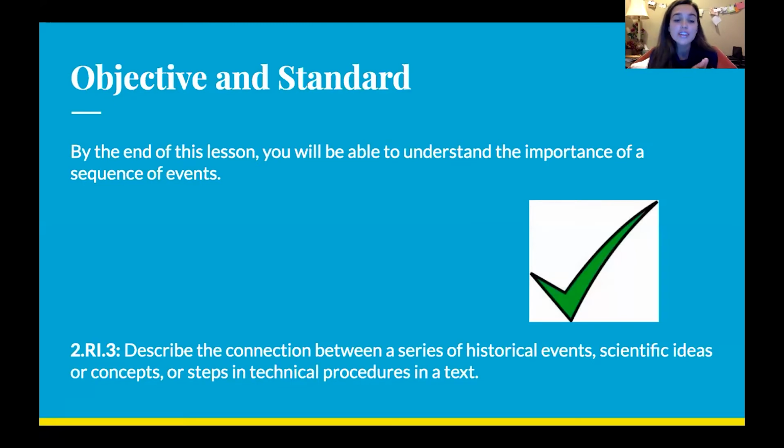I always like to share this with you guys so that you know what we should be learning before we learn it, and then hopefully by the end you feel like we have achieved this. And of course we will revisit this, but today the objective is by the end of the lesson you will be able to understand the importance of a sequence of events. And again, that will help us better understand informational text. So understanding that sequence of events and understanding what it is and why it's important will help us to become better writers and readers. And then our standard today is to describe the connection between a series of historical events, scientific ideas or concepts, or steps in a technical procedure in a text.